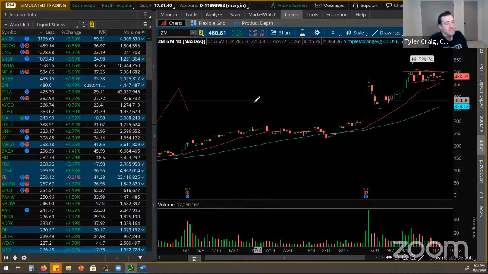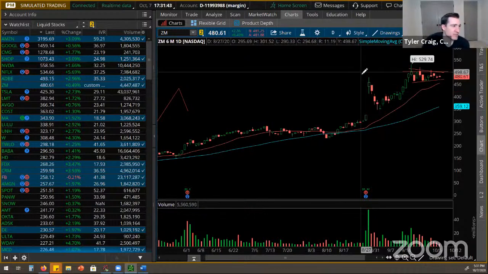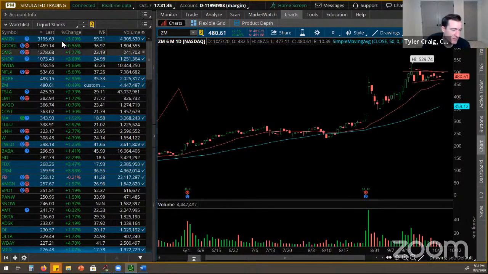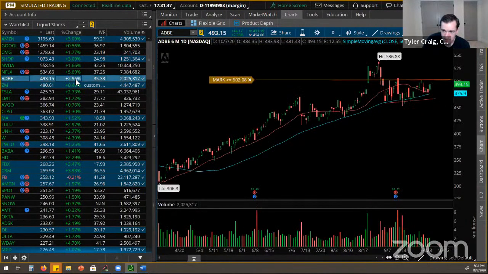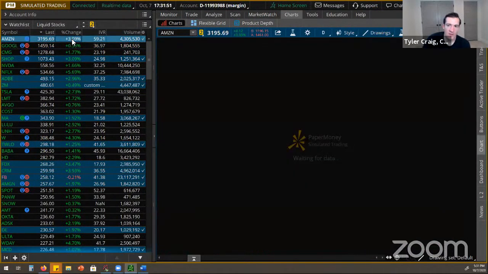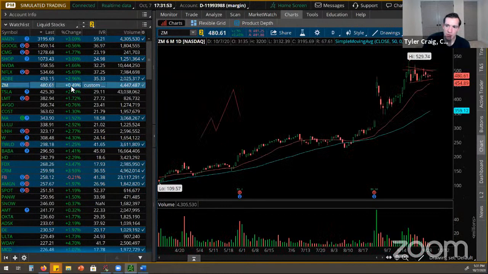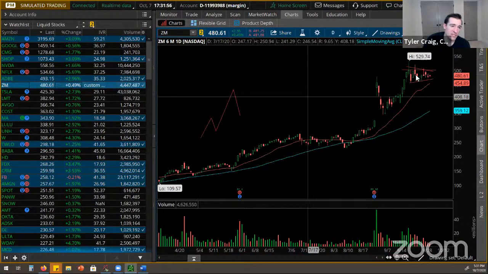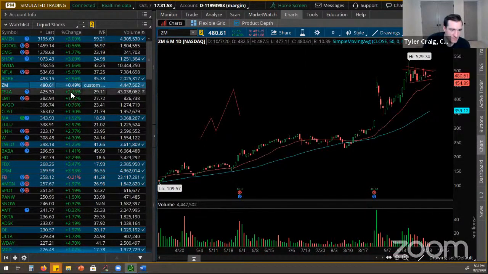I didn't do any magic. I just looked at my watch list, went from highest price to lowest price. I looked at 8, and I got 4 that I think are decent, that I think are getting close. Amazon and Zoom are the ones I like the most, and Zoom actually, of the 4, is the best.